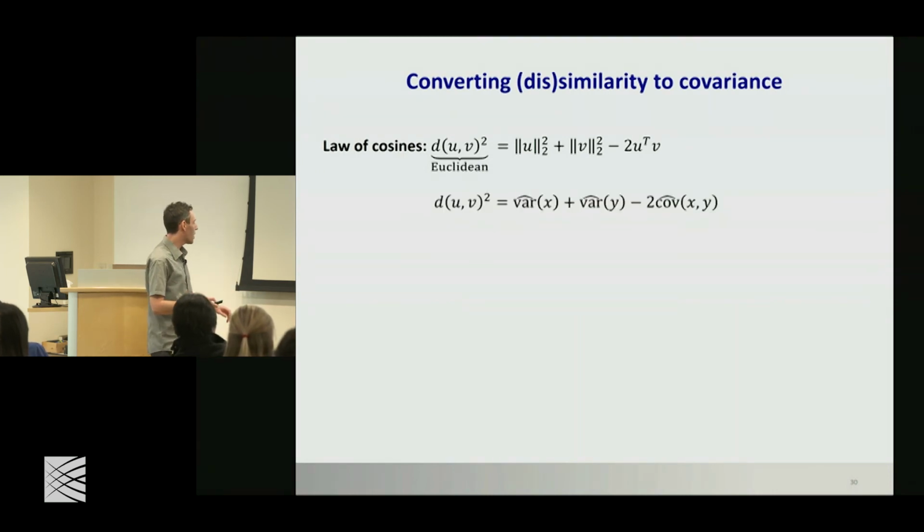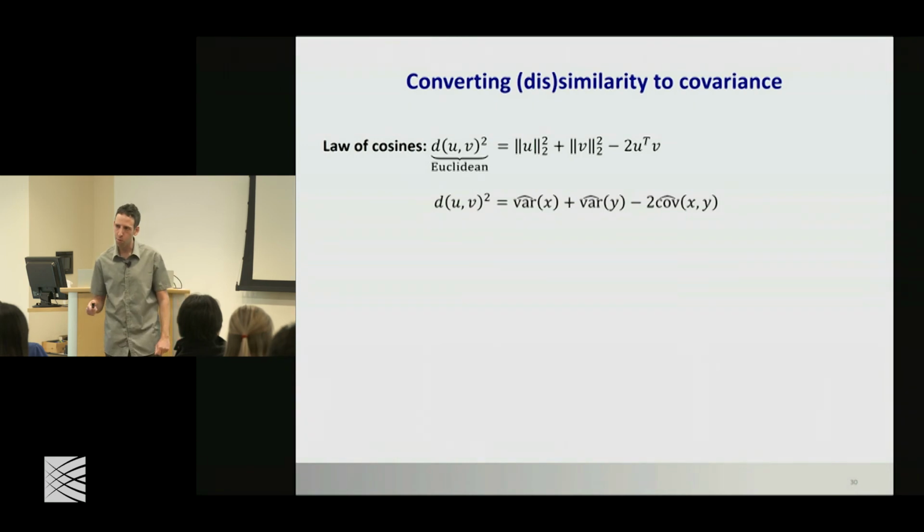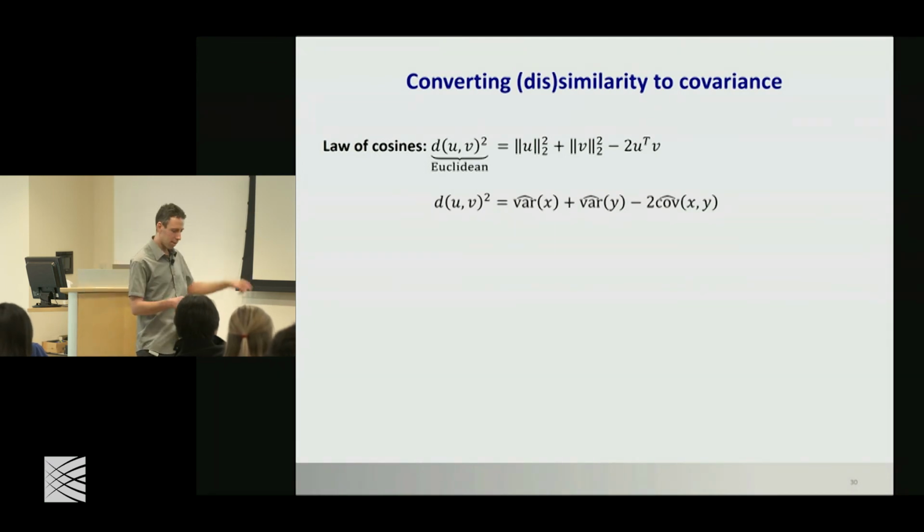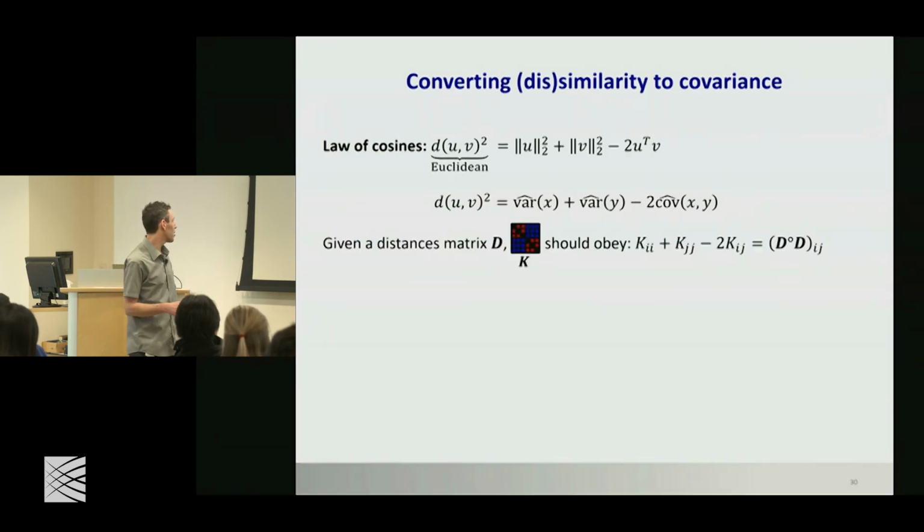It's not interesting per se, but what is interesting is that if we assume that u and v contain random samples from two distributions of two random variables, x and y, then we could rewrite it like this. And this is cool because this allows us to connect the law of cosines with covariance matrices. So given a distances matrix D of Euclidean distances, then the covariance matrix should obey this equality, which is exactly what's written here. I just switched the sides, and this operator is an element-wise multiplication. So this is just the matrix D where we take every entry and multiply it by itself.